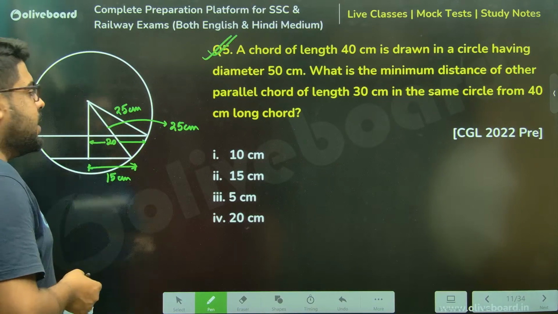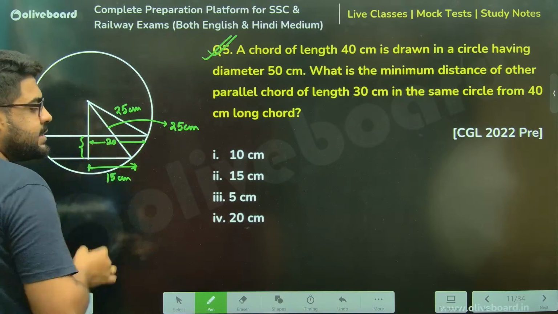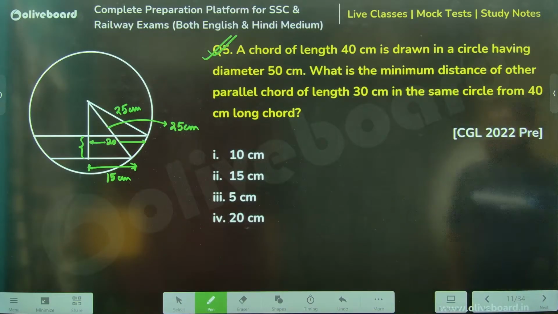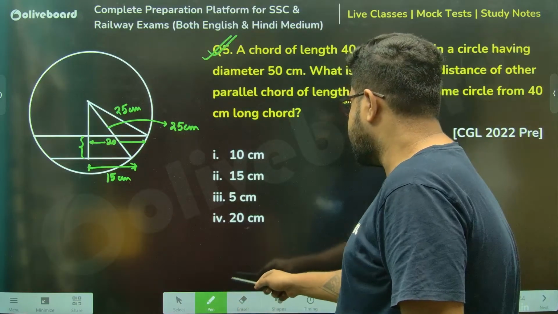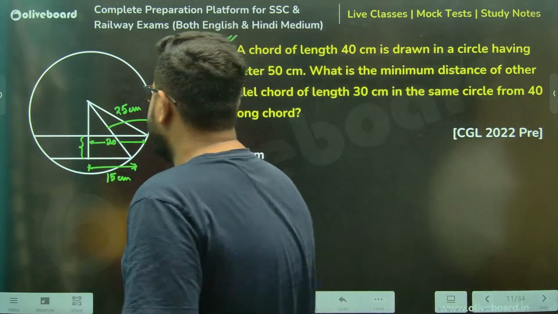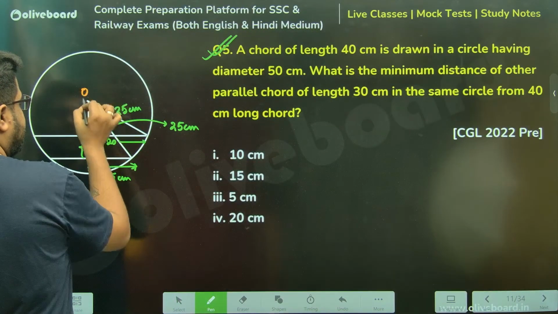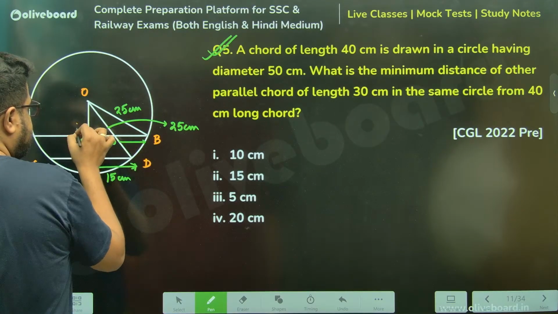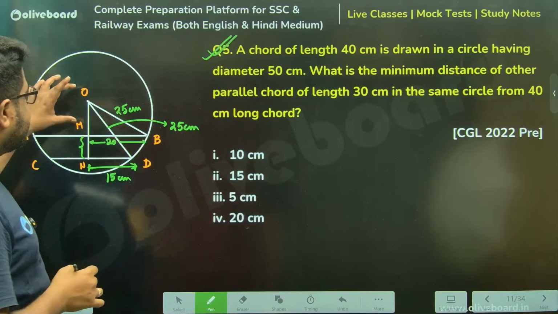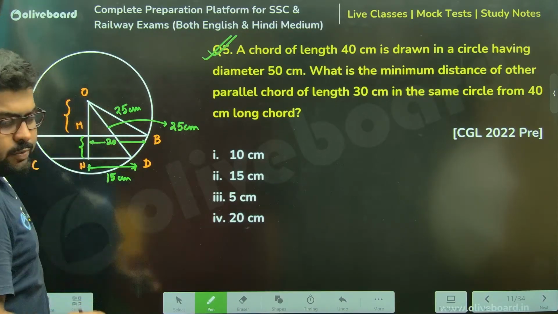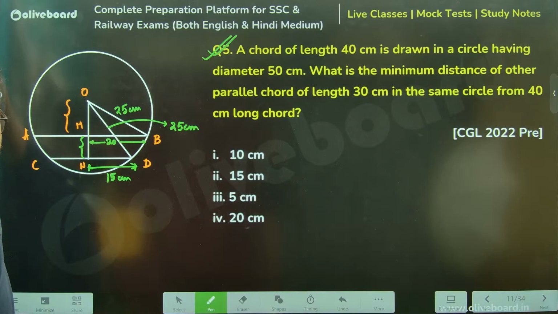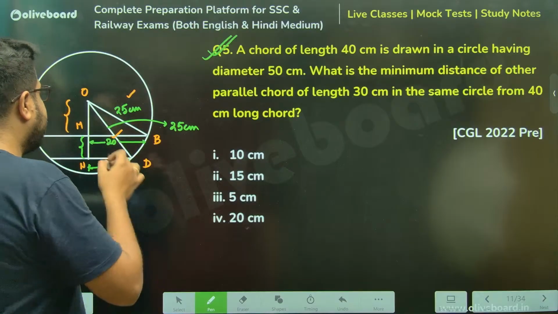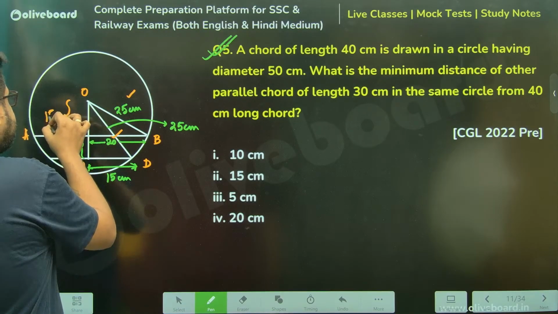Now they are asking what is the minimum distance, meaning what is this distance? First things first, take the upper triangle. Let me name it AB, this is CD, this is MN. What is the length of OM? OM is going to be, you see, 25 here, 20 here. So the other triplet must be 15.